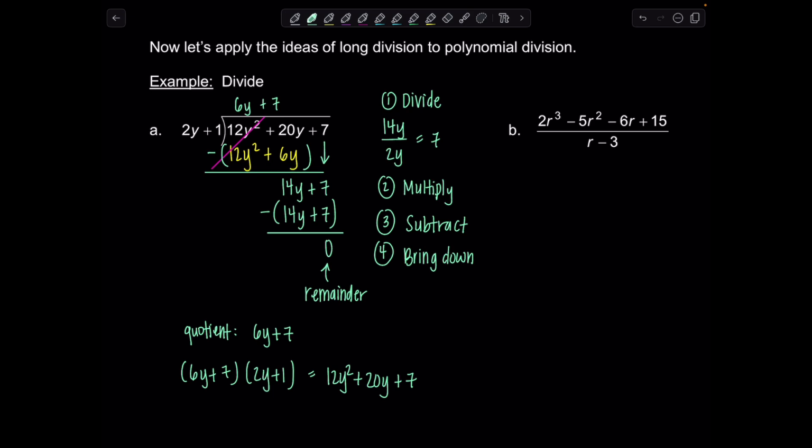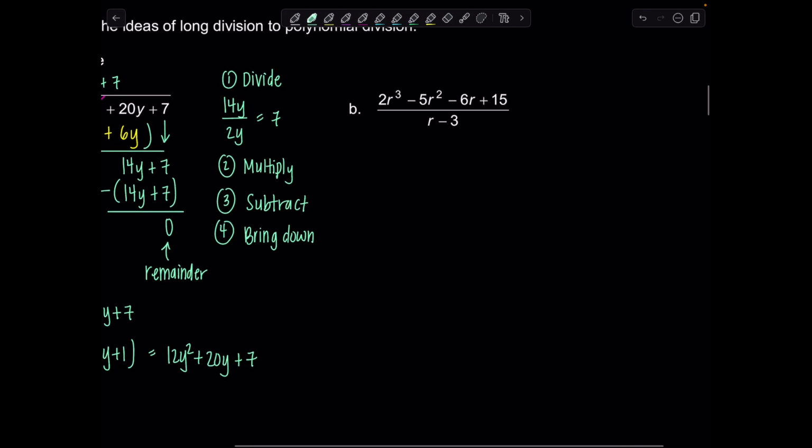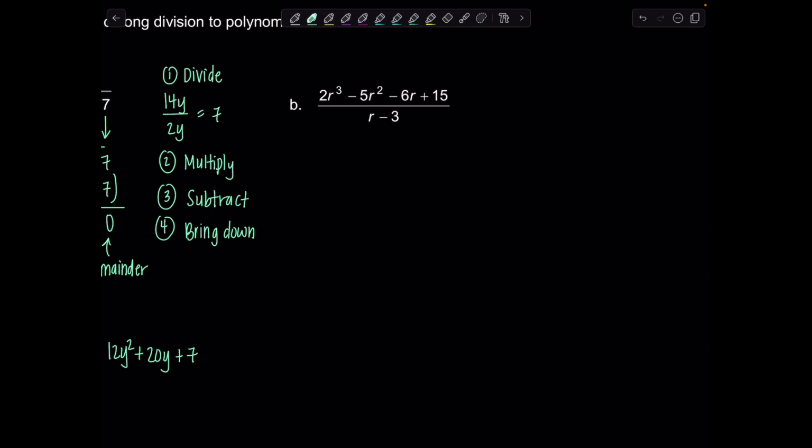Okay, let's look at another example. I don't expect you to have mastered it after one example. And here we go. I'm not going to write the steps 1 through 4 anymore. I'm just going to hop to it. So we have r minus 3. That's my divisor, whatever's in the denominator. And that's getting divided into 2r cubed minus 5r squared minus 6r plus 15. Very good. So again, to start, you only look at the leading terms. Don't look at everything. It'll just give you a headache. What do you multiply r by to make it 2r cubed?